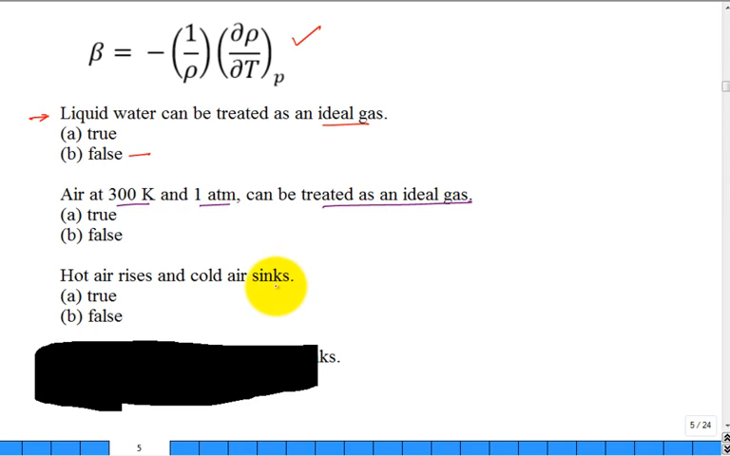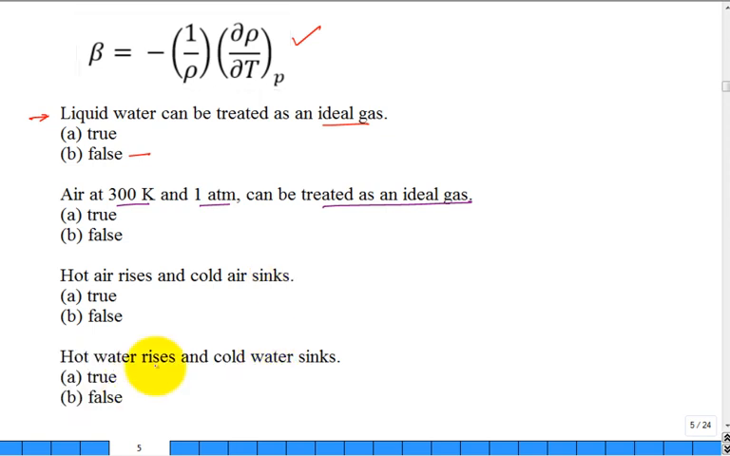You have to explain buoyancy, or heat transfer, convection, natural convection, to a, I don't know, sixth grader, third grader. Hot air rises, cold air sinks. And then hot water rises and cold water sinks. In general, it's very true, but there's some very limited cases where it's not.